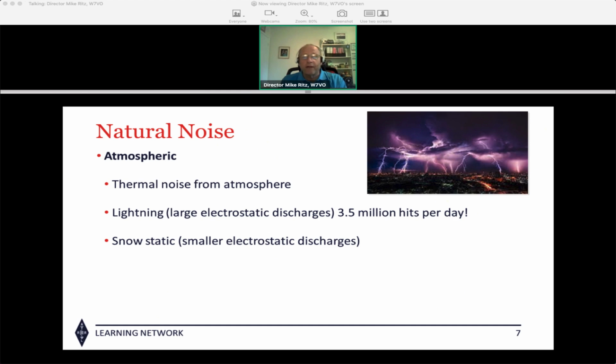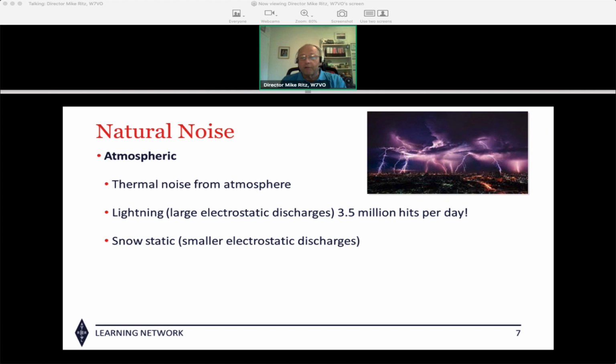There's also a thing that I've run into, called snow static. These are smaller electronic discharges as snowflakes come down through the air, especially if it's fairly dry air. You can actually pick up an electrostatic charge, and it will discharge that charge on your antenna elements.